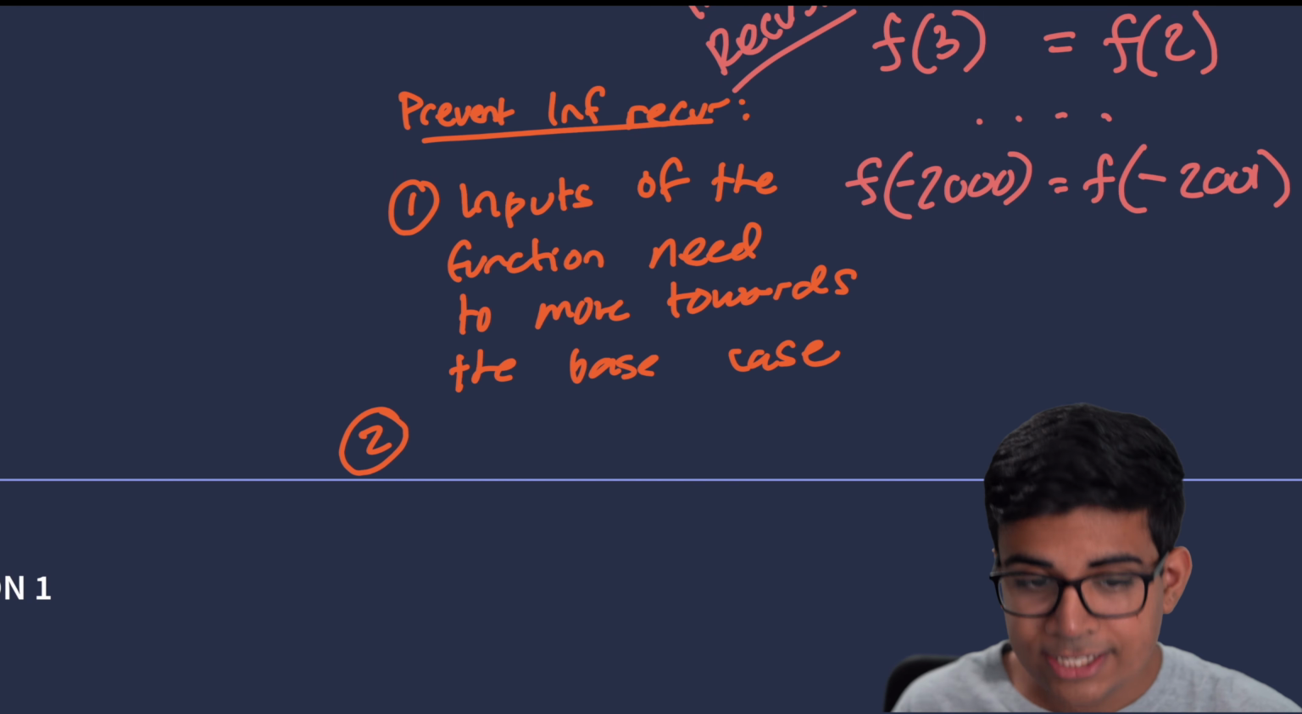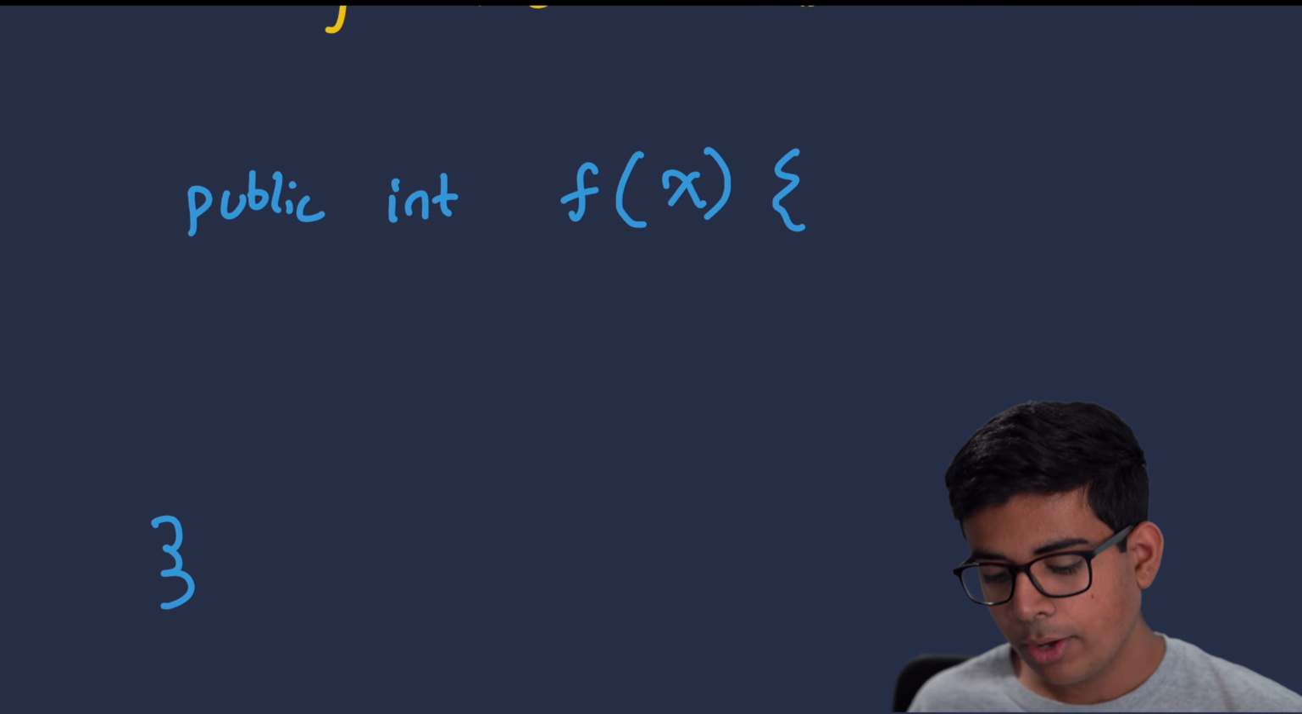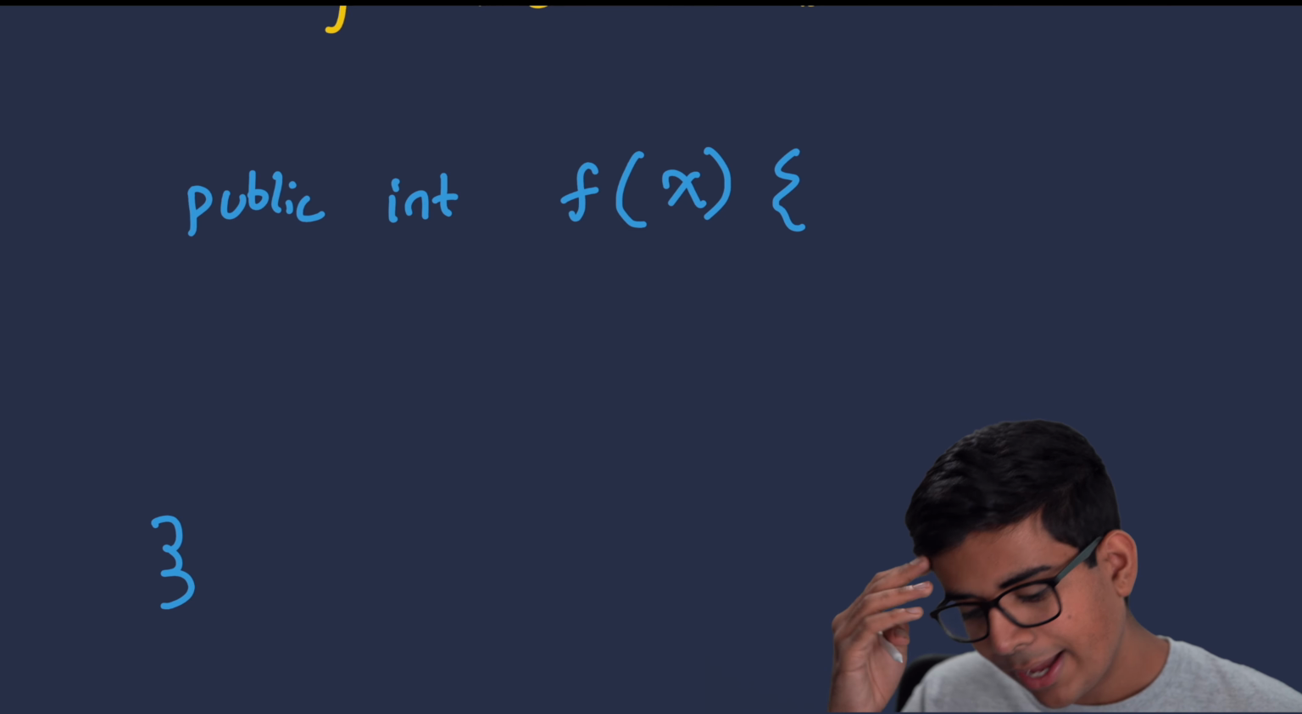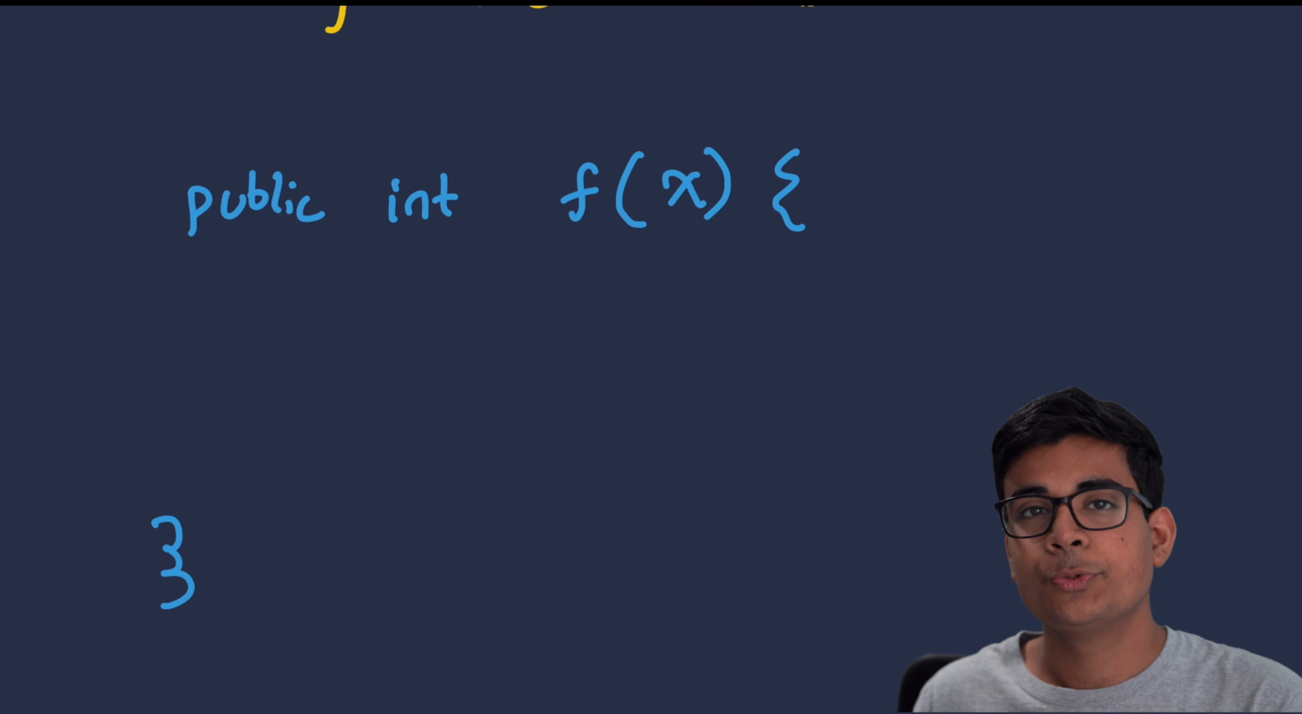Now, maybe a better way that I can write this function is over here. So this is a very bad example because it leads to infinite recursion. But let's say I write a public int f of x in the same way, but then I provide a base case. So when my x actually reaches 1, it's going to return the number 1. So if x is equal to 1, then you're going to return 1, right?